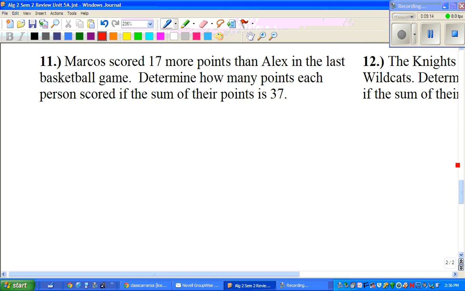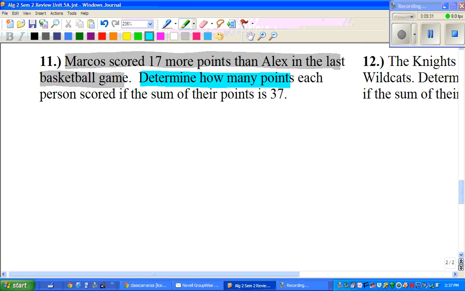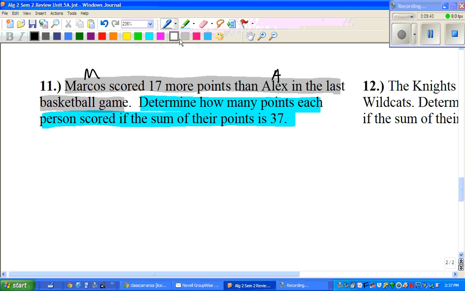All right, number 11. Marco scored 17 more points than Alex in the last basketball game. Determine how many points each person scored if the sum of their points is 37. So each one of these is an equation. Okay? Now, they're talking about Marco and Alex.